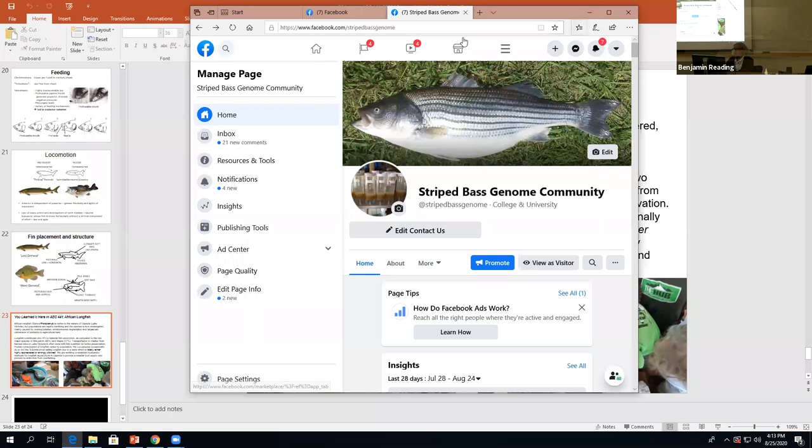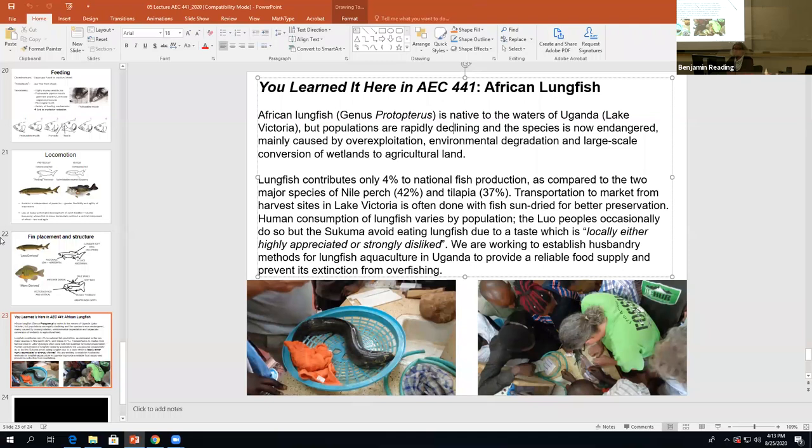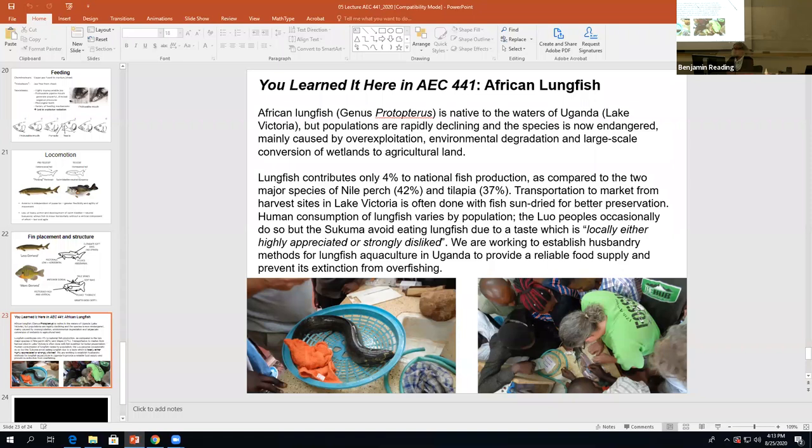So with that, that's all I have for today's lecture. The lungfish, and that is it. So next time we'll be talking about teleosts and these advanced body designs and how they have greatly contributed to explosive radiation among the fishes. So with that, I'm going to stop recording.